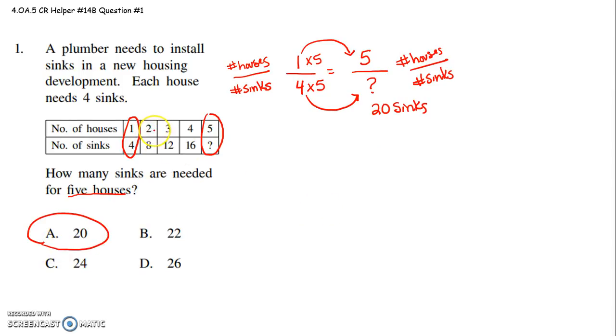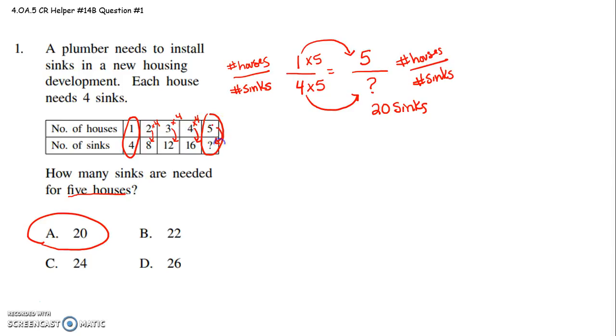You could also just look at your table and say, how do I get from 2 to 8? Oh, 2 times 4 is 8. How do I get from 3 to 12? Oh, 3 times 4 is 12. You're studying ratio tables right now. How do I get from 4 to 16? Oh, 4 times 4 is 16.